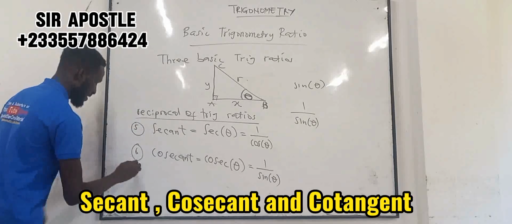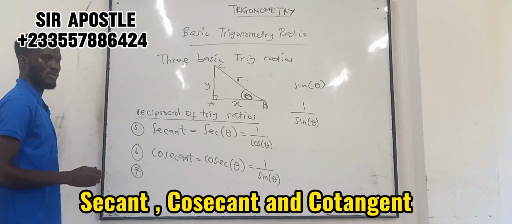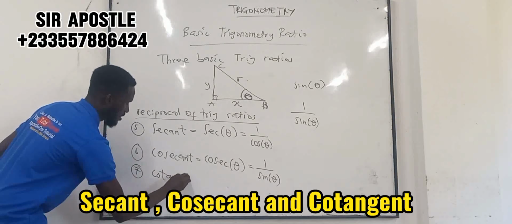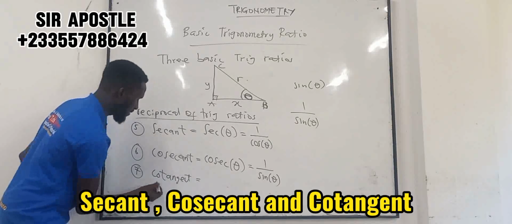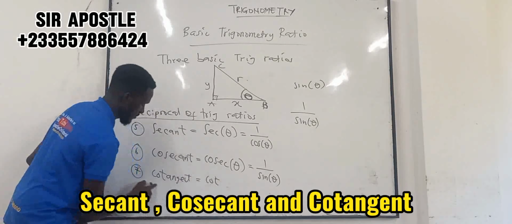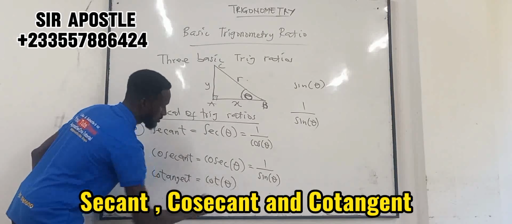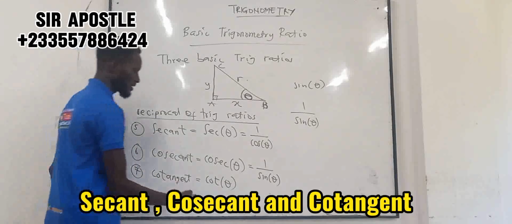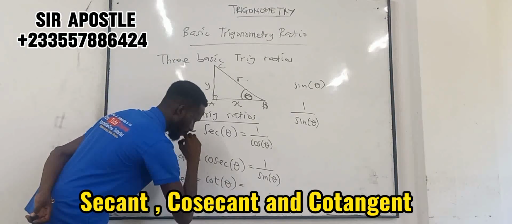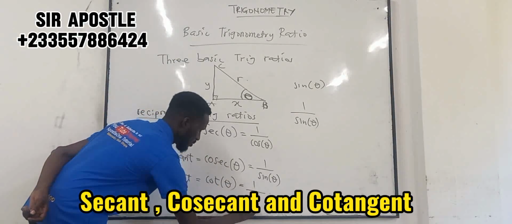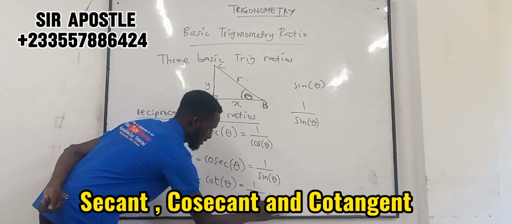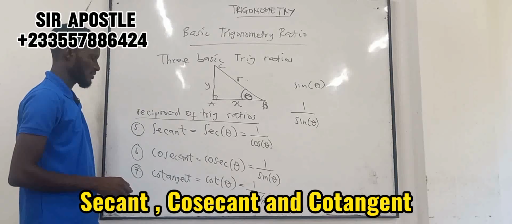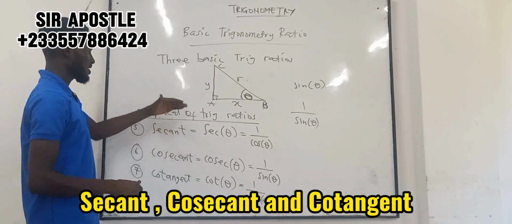The last one is cotangent. As the name implies, the first letters are cot. So cot of the angle theta. Now the cotangent is also the same as what? 1 over, the reciprocal of, tan theta. So these are the reciprocals we have.